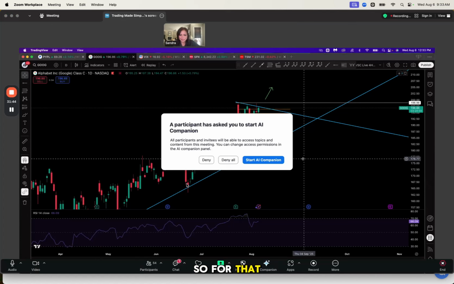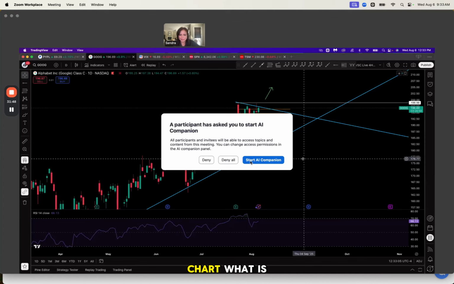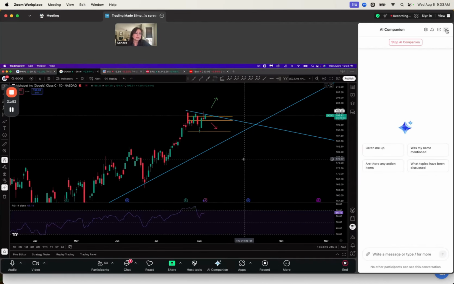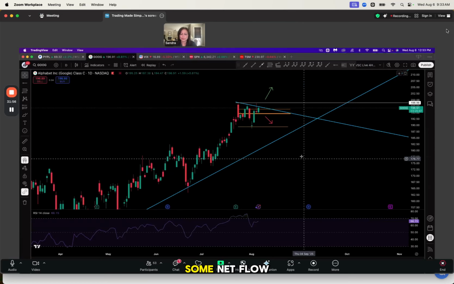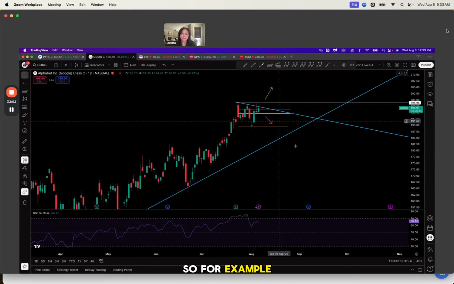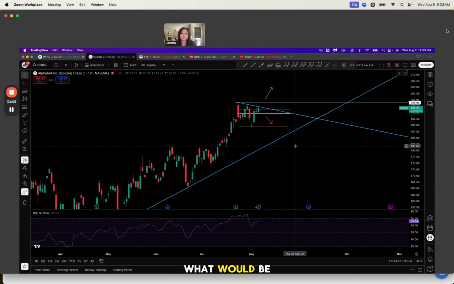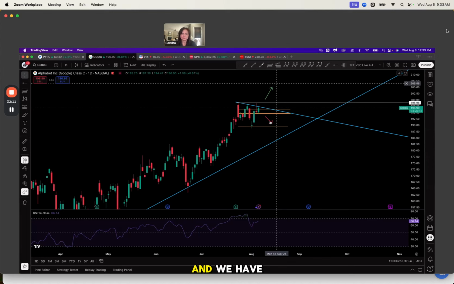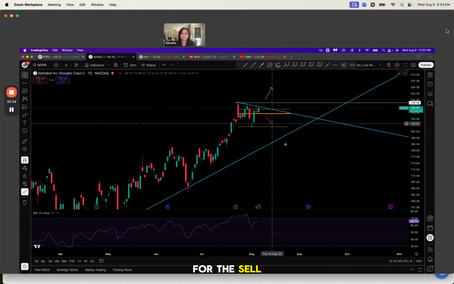What I try to do is focus a bit on the trend. For that, there would be two important elements, which would be, of course, the chart. What is the chart looking like? What are our indicators on the chart? And also maybe some net flow data from Tradingindicators as well, which we can find on the same feature. So for example, in this case, what would be the dark pool trade I would be looking at here? We can see we have the green line for the buy and the red line for the sell.